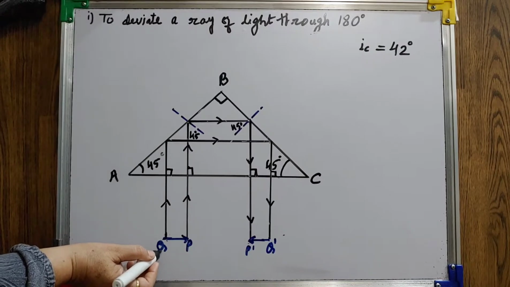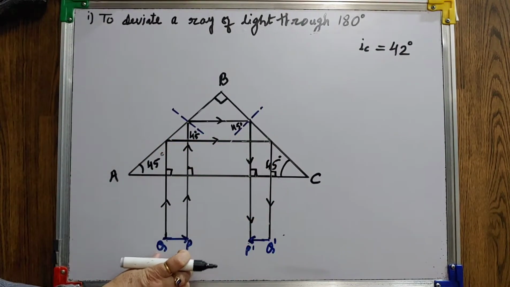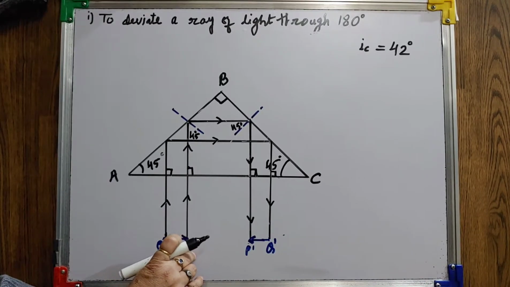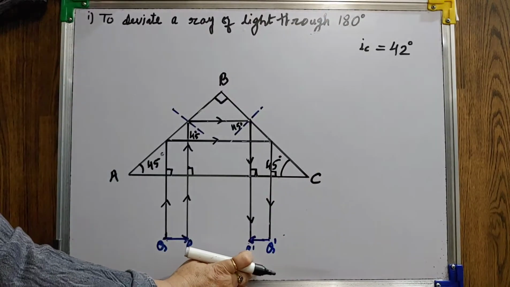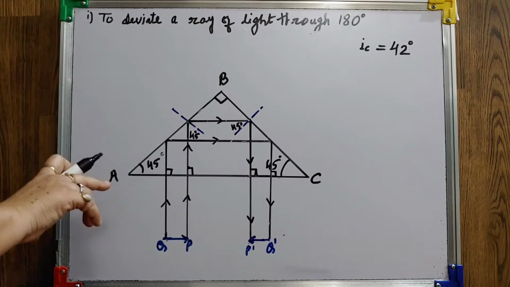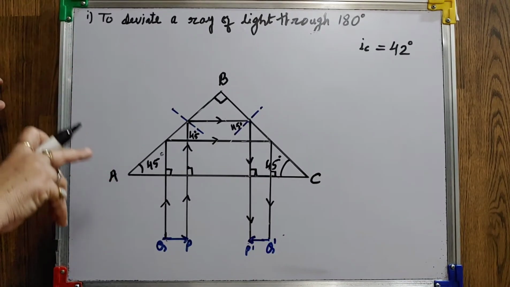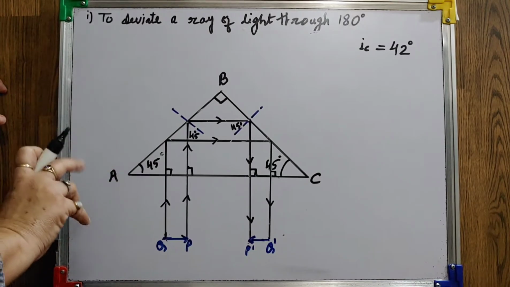Same way I have drawn the ray from Q. So just see the position. The object has completely deviated through 180 degrees. This action is used in cameras and binoculars to invert the image without loss of any intensity.